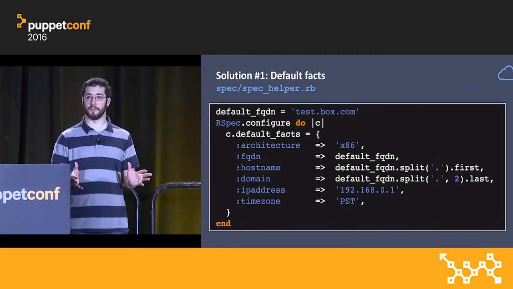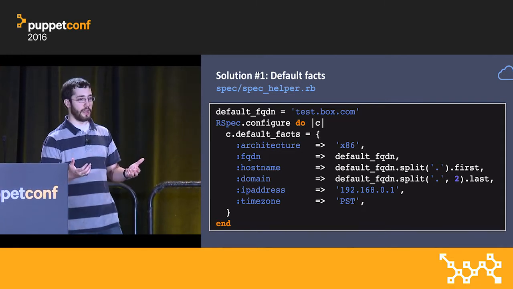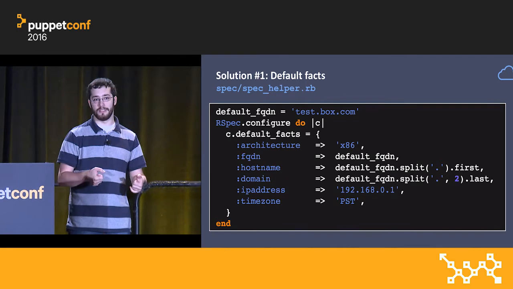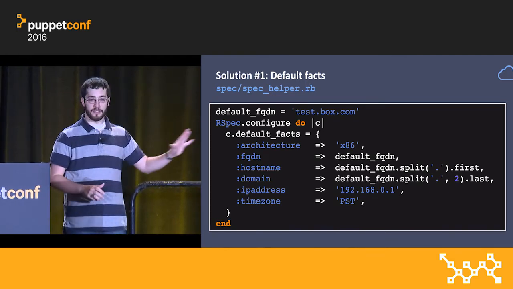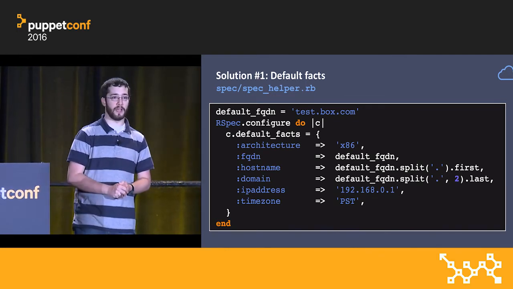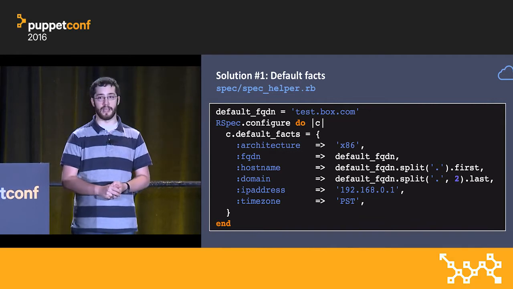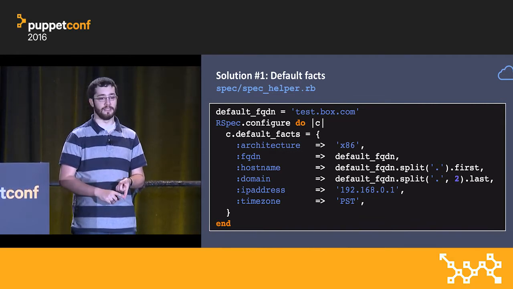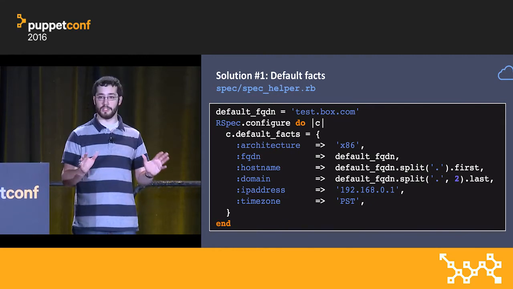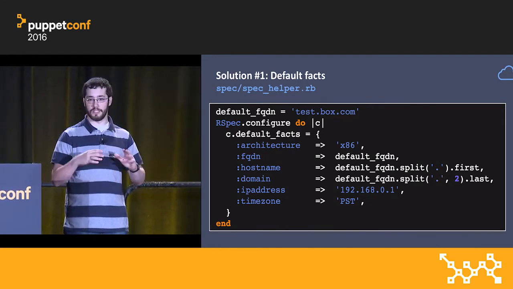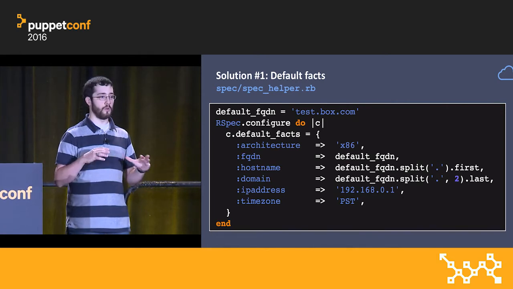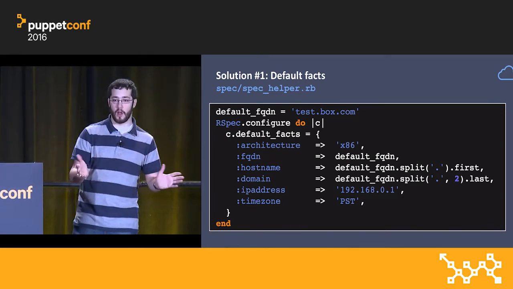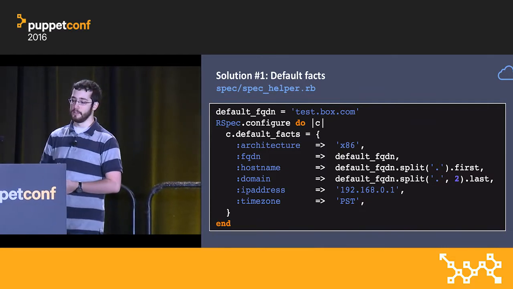Now, these are just defaults. In general, when you're running a manifest, you want to set the facts that make the most sense for the test that you're running. And this doesn't stop you from doing that. RSpec Puppet still lets you, in your test, specify facts that are more specific to that test. So you can still do that. These are just sane defaults, so that if you're sitting down to write a test and you don't want to worry about the facts, it'll just work, probably, without you having to worry about it too much.